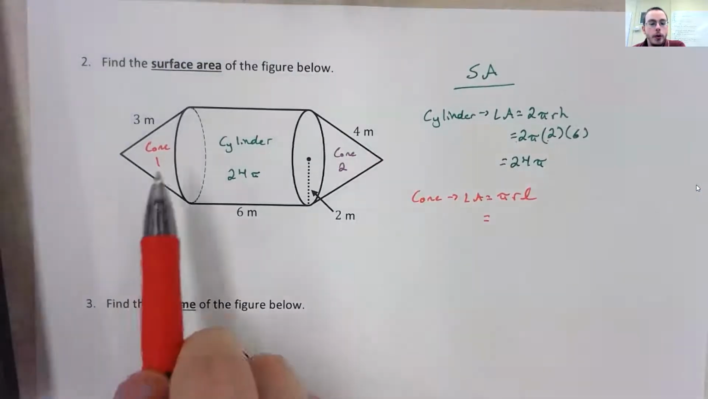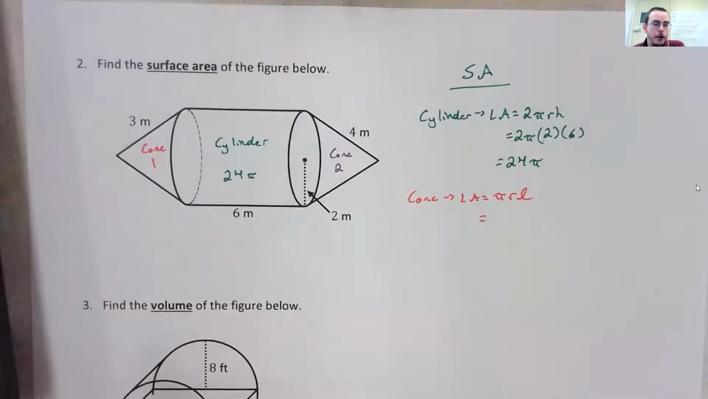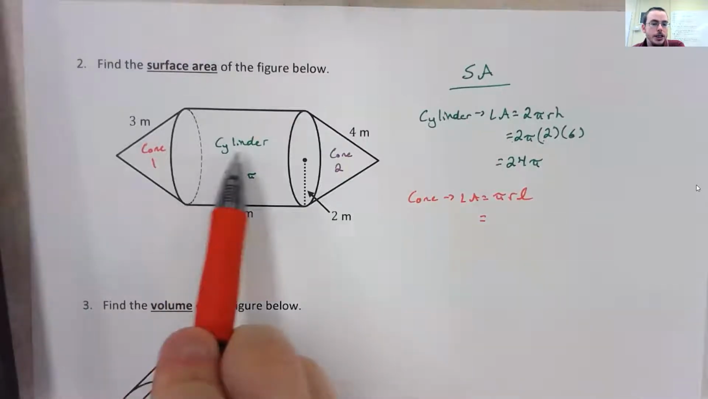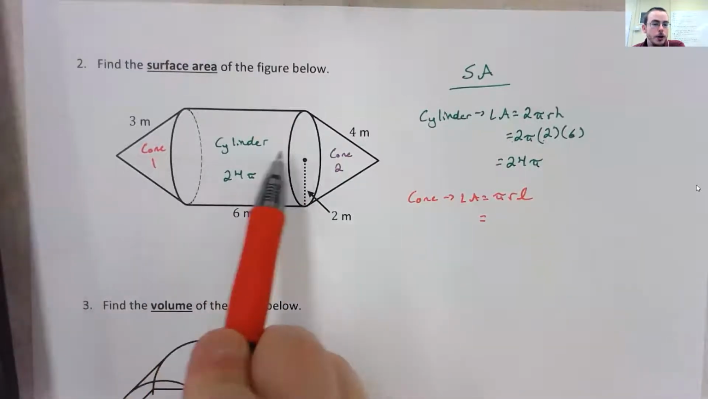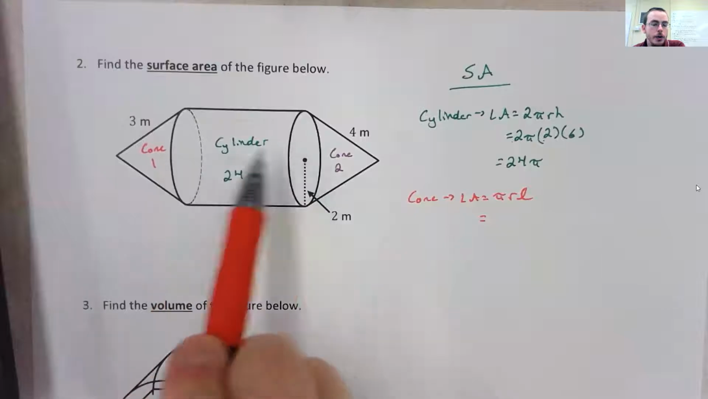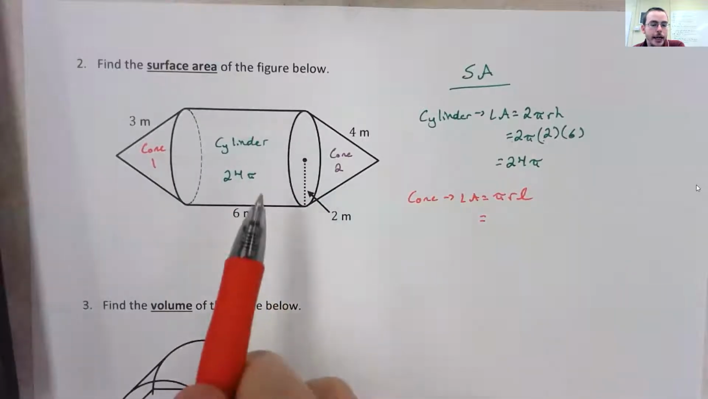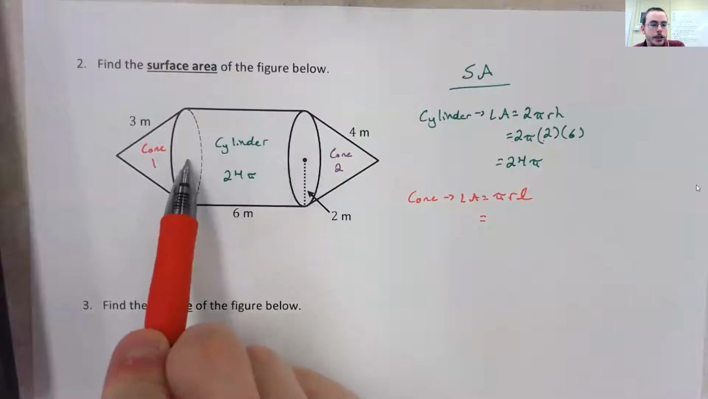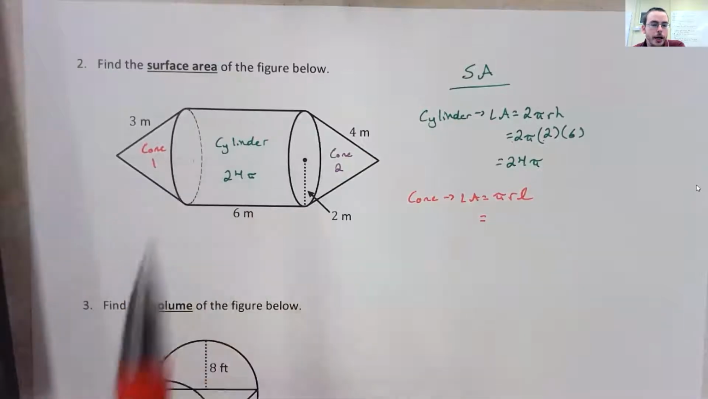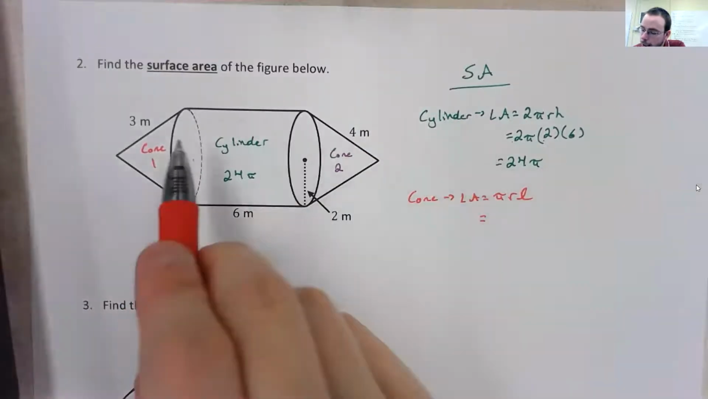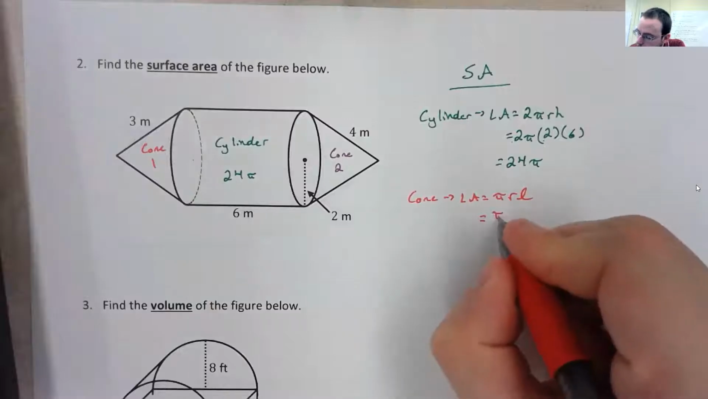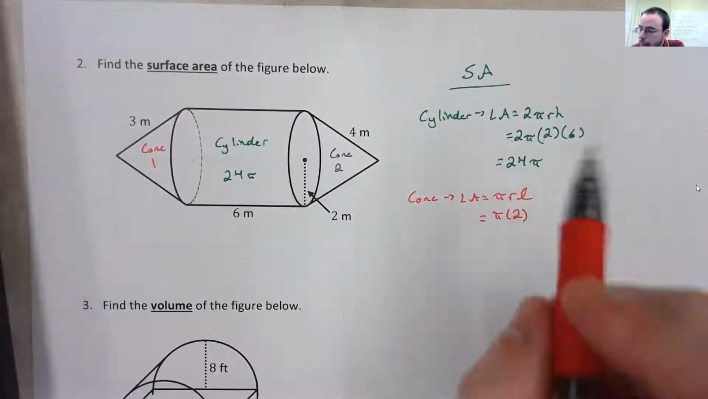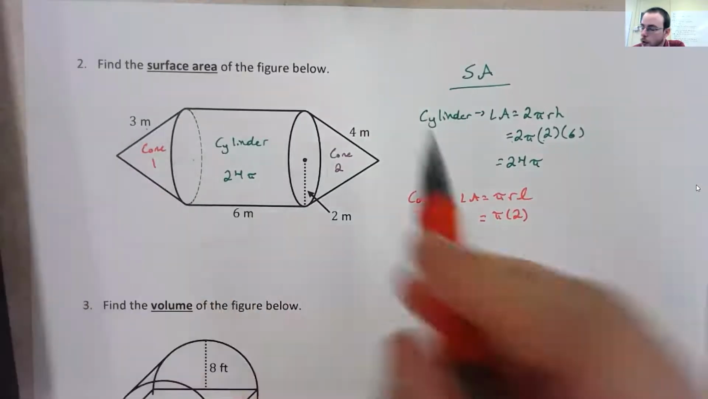So what is the radius of this first cone? Well, both of these circles of the cylinder are identical. That means they have the exact same radius. So this circle had a radius of 2, so this circle must also have a radius of 2. So the radius of this cone is equal to 2, and the slant length is equal to 3.